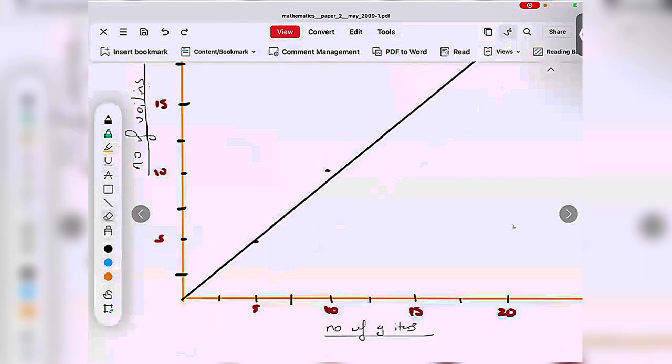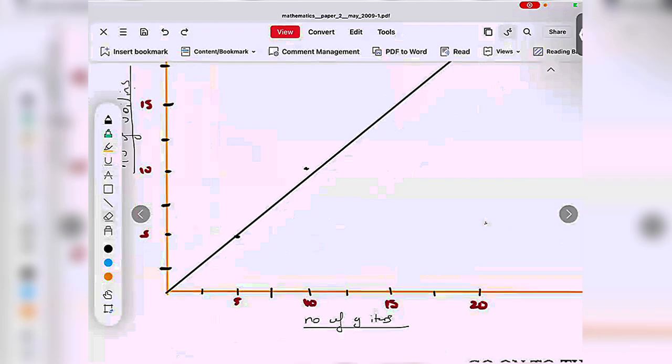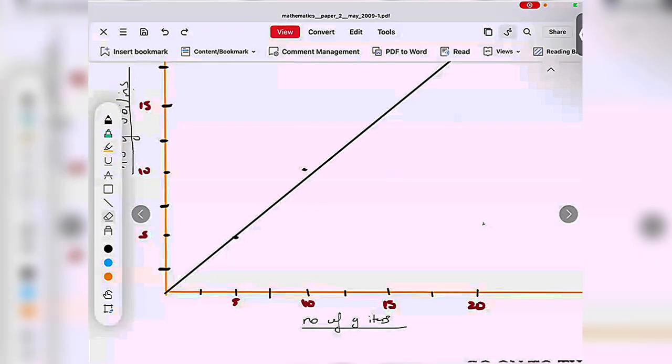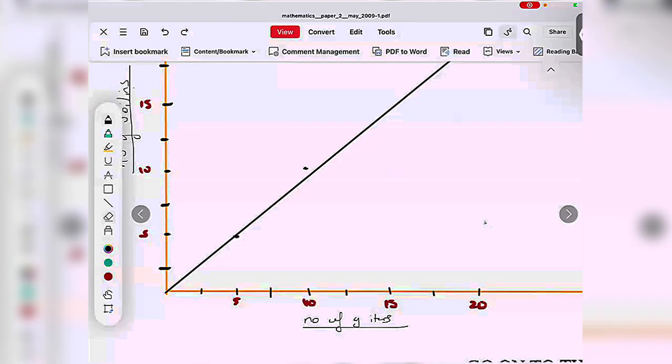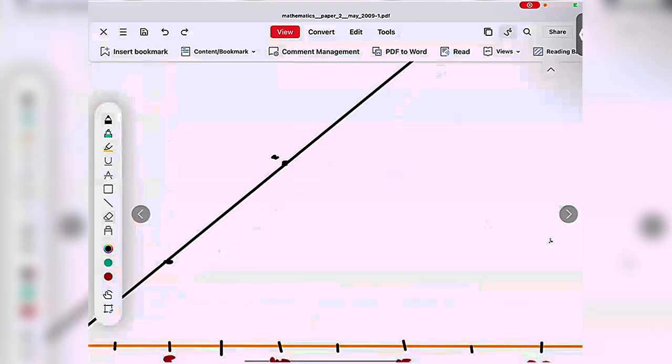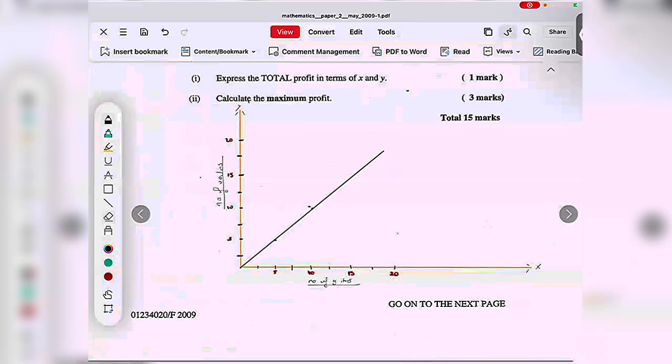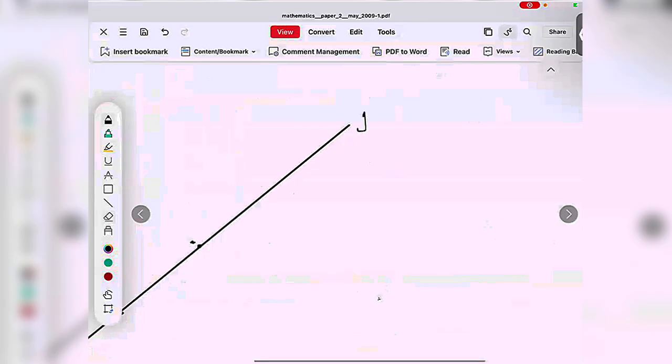But anyways, I see that spot there. It's not supposed to be there. It's supposed to be right there. I don't know why it did not erase. So that is my line, y equals x. Remember, you have to label the line, y equals x.